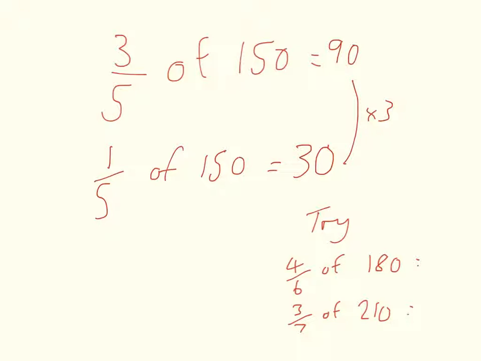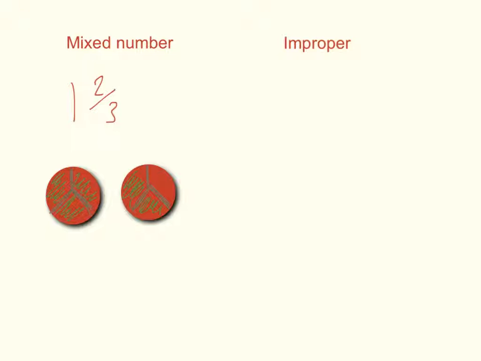So pause the video and have a go at these. Okay, in this part of the video we're going to be looking at mixed number and improper fractions. So this is a mixed number fraction because we have a whole number and then a fraction. And you can see that the fraction in total is 1 2/3.